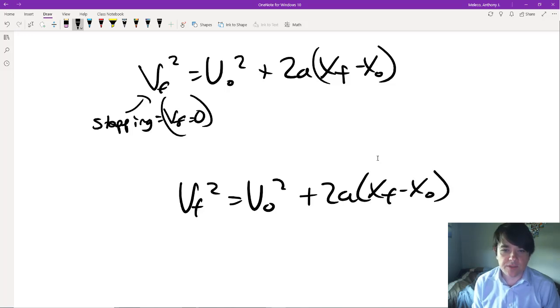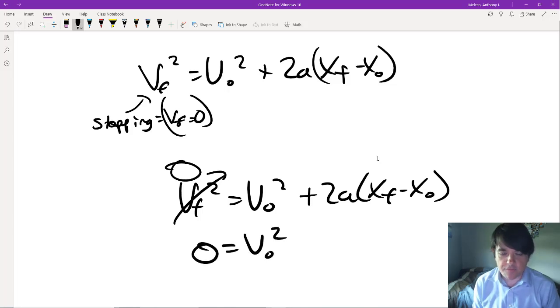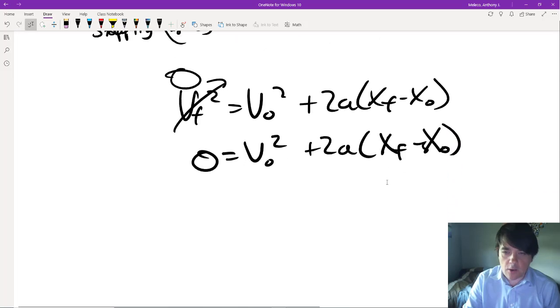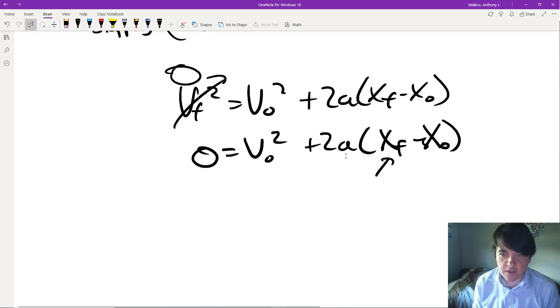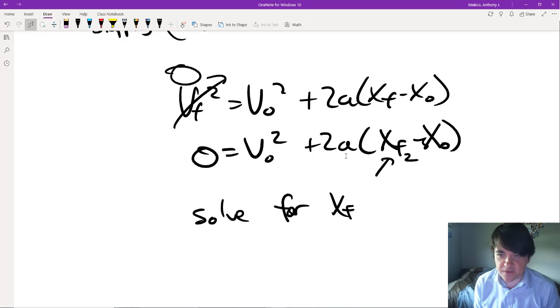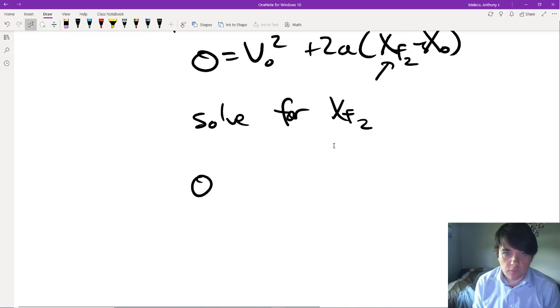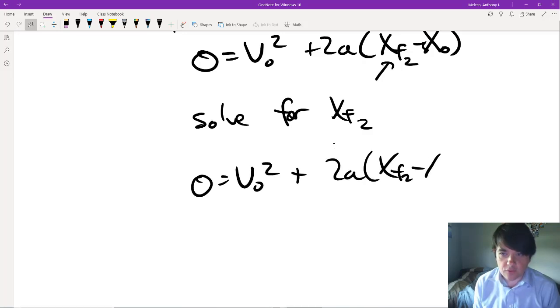So let's go ahead. This guy is 0, which means our equation is 0 equals v final squared plus 2a times x final minus x initial. Okay, and we want to solve for x final, which remember in our instance is x final 2. So 0 equals v naught squared plus 2a times x final 2 minus x initial. I'm going to move this guy over.